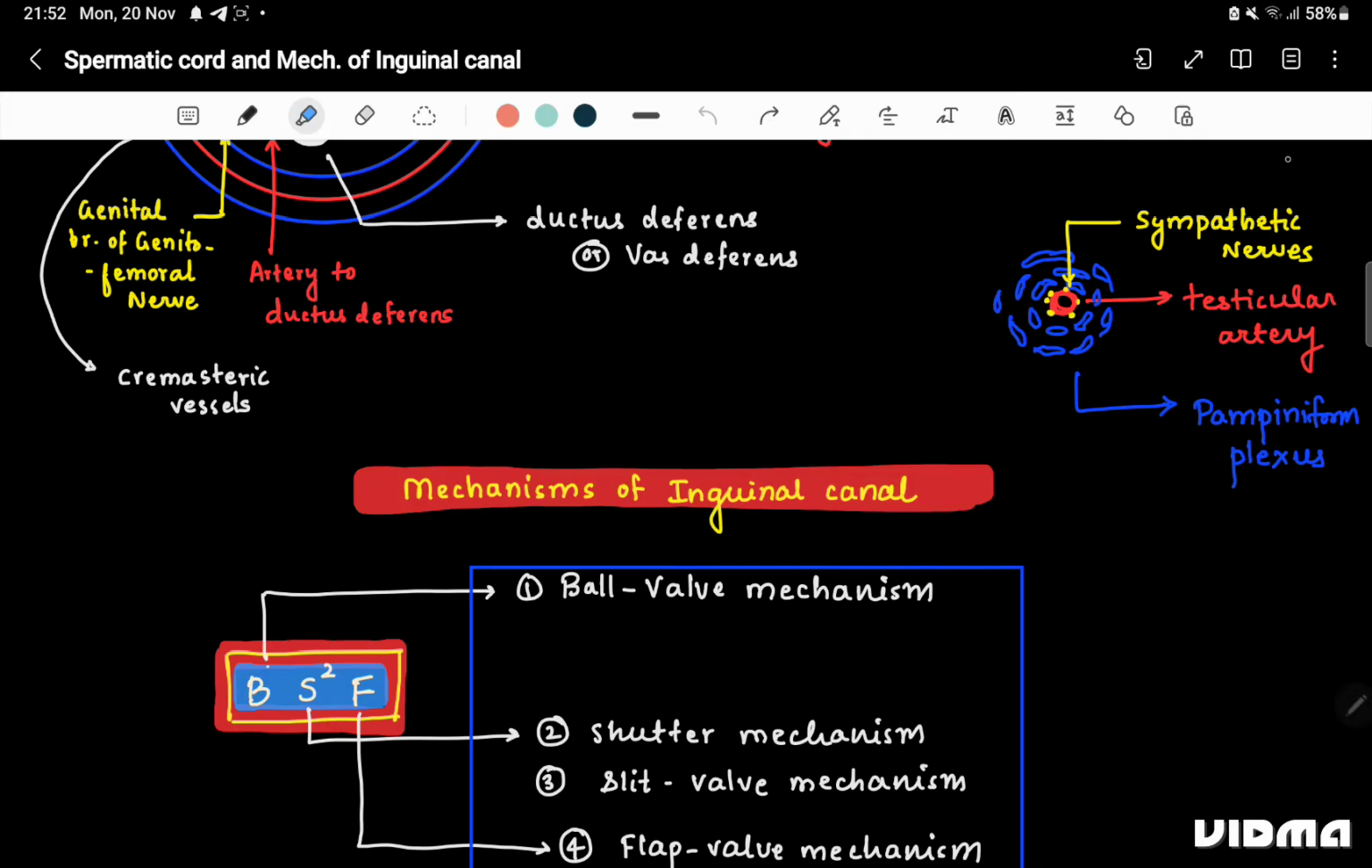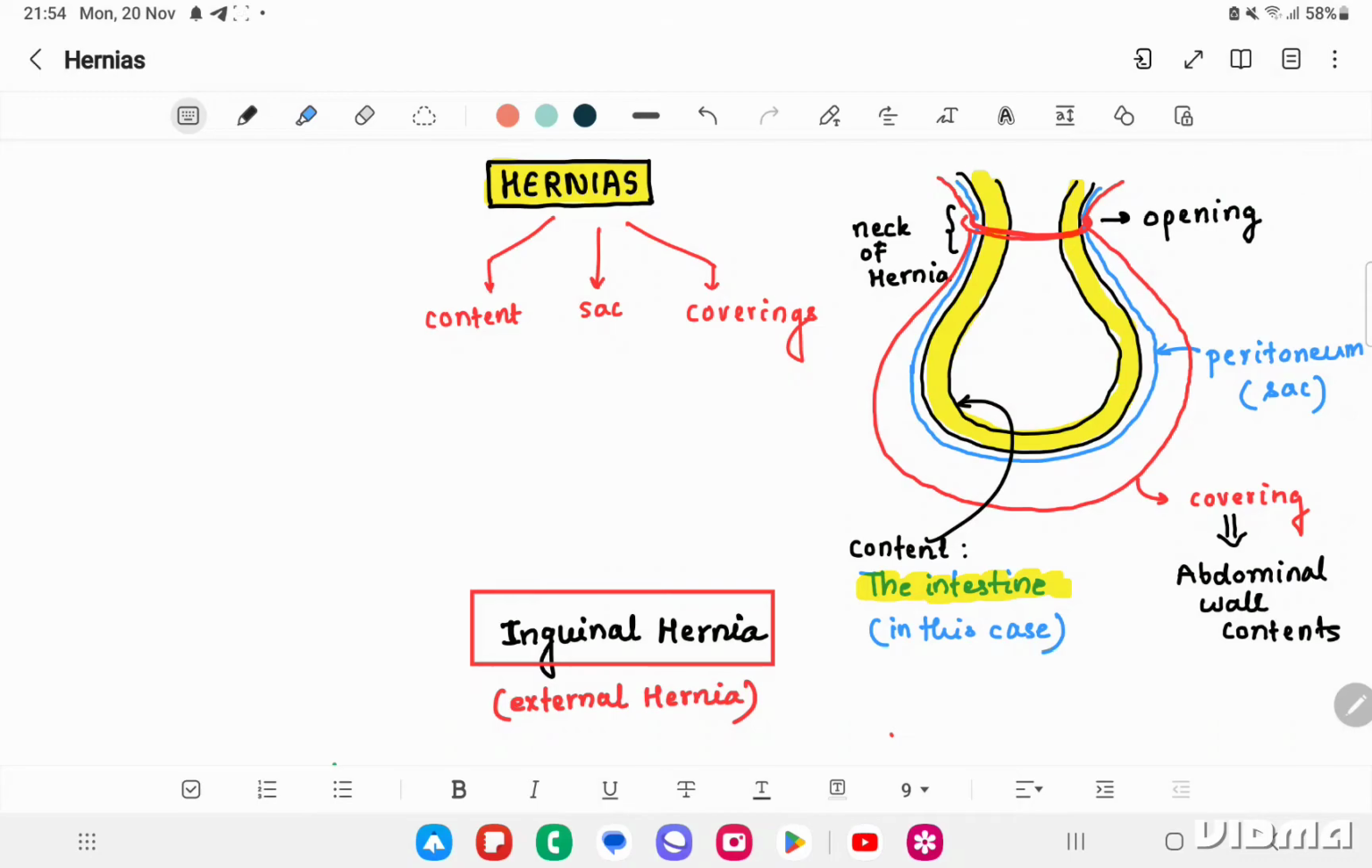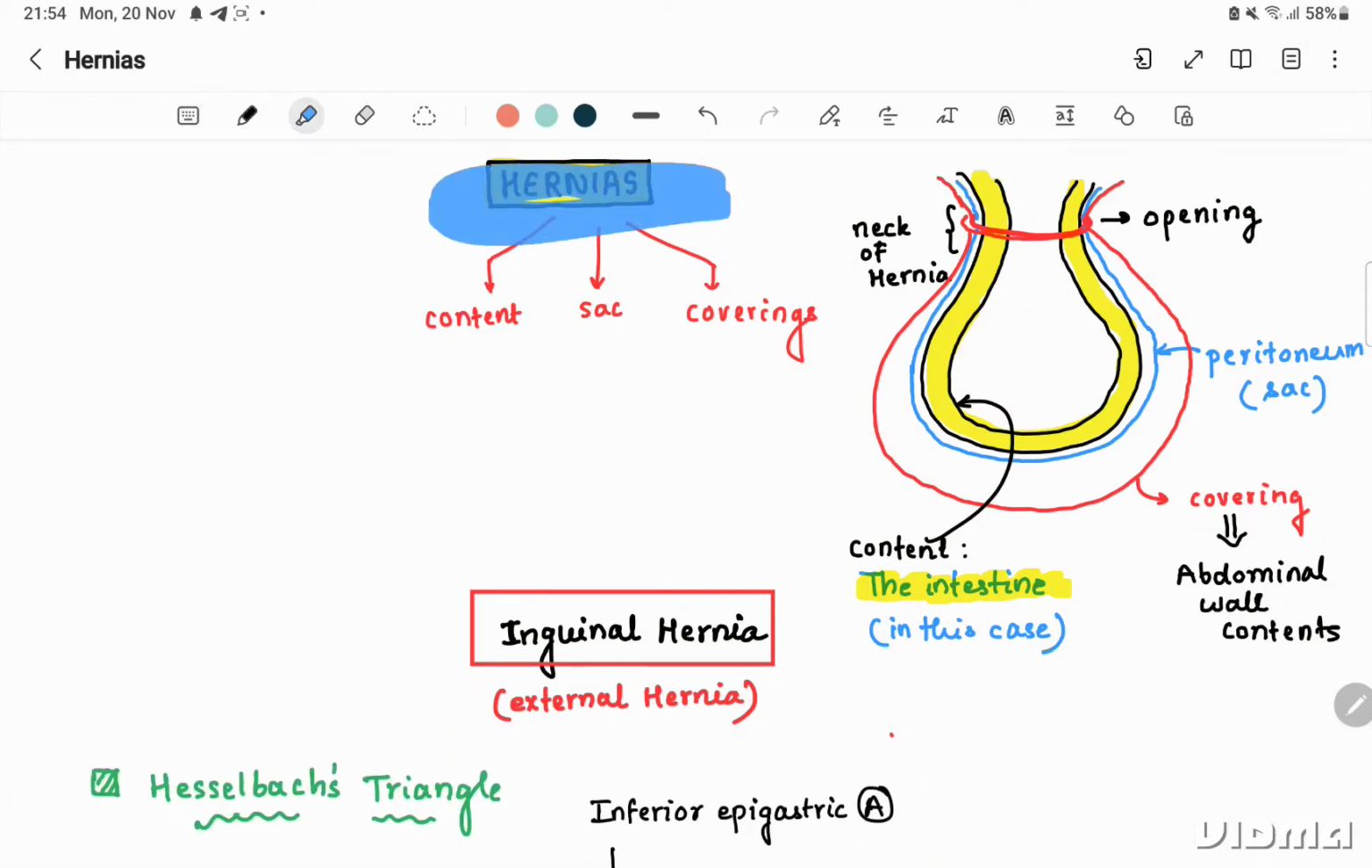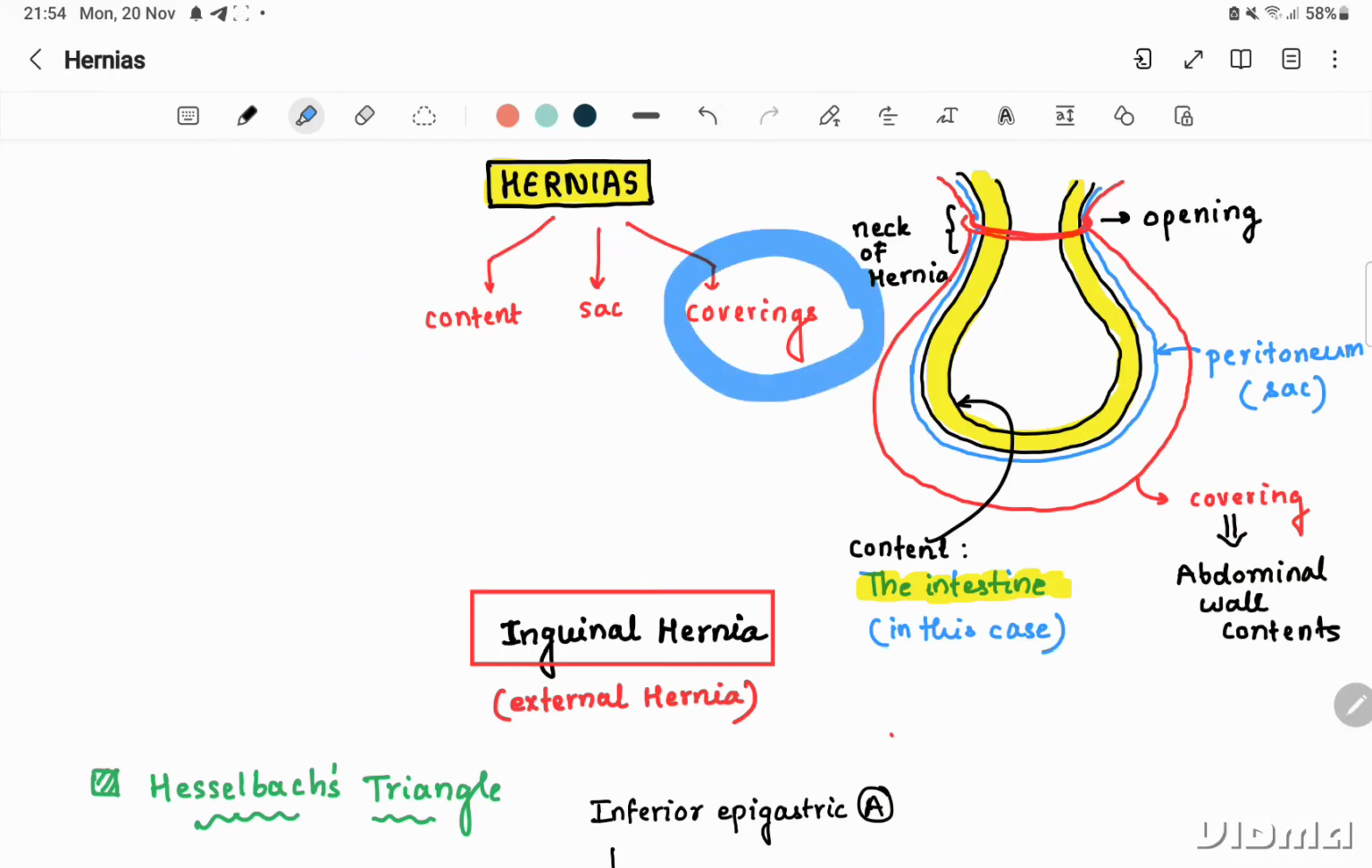Let's move on to the next concept, that is hernias. I have an important concept here to discuss, that is your hernias. We'll discuss the content of each hernia, the sac and the covering. So we have the three parts of the hernia.